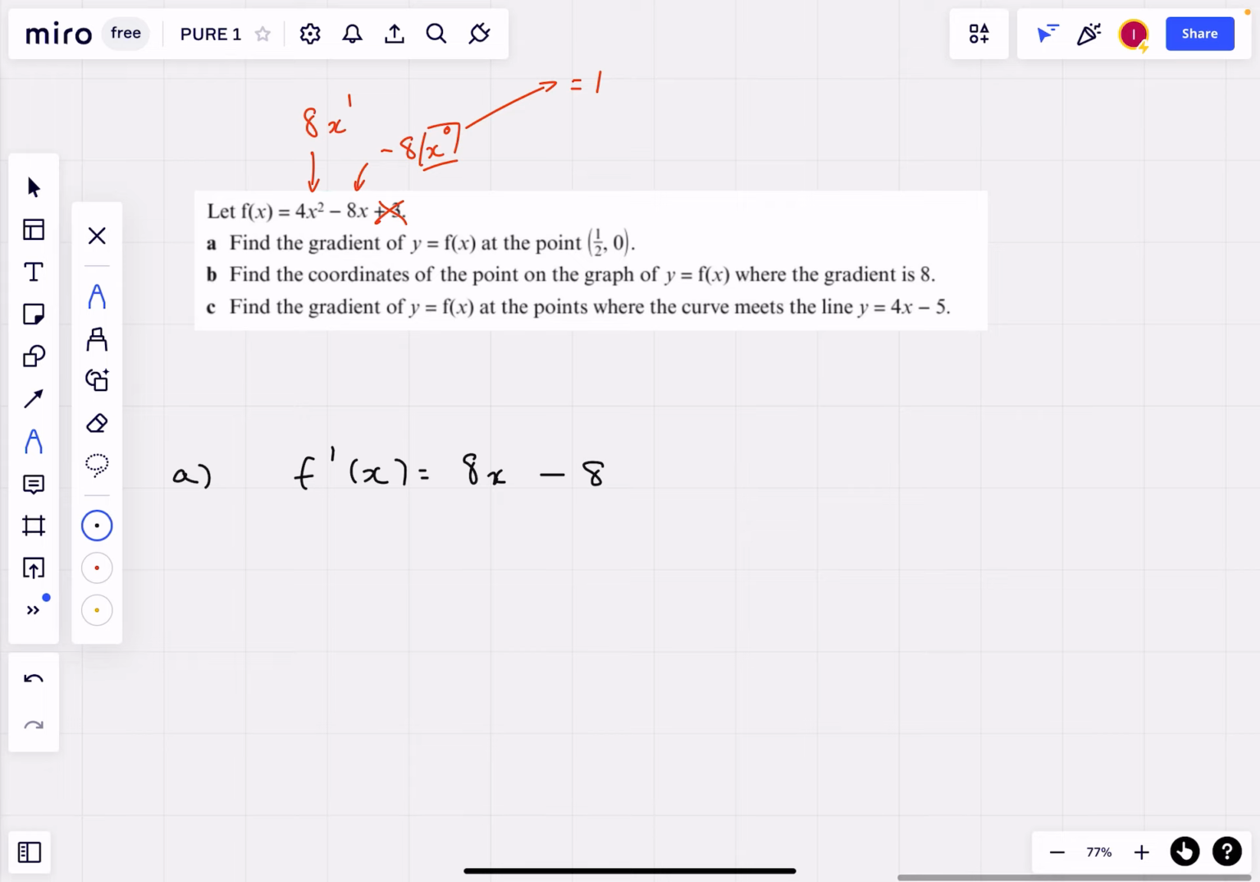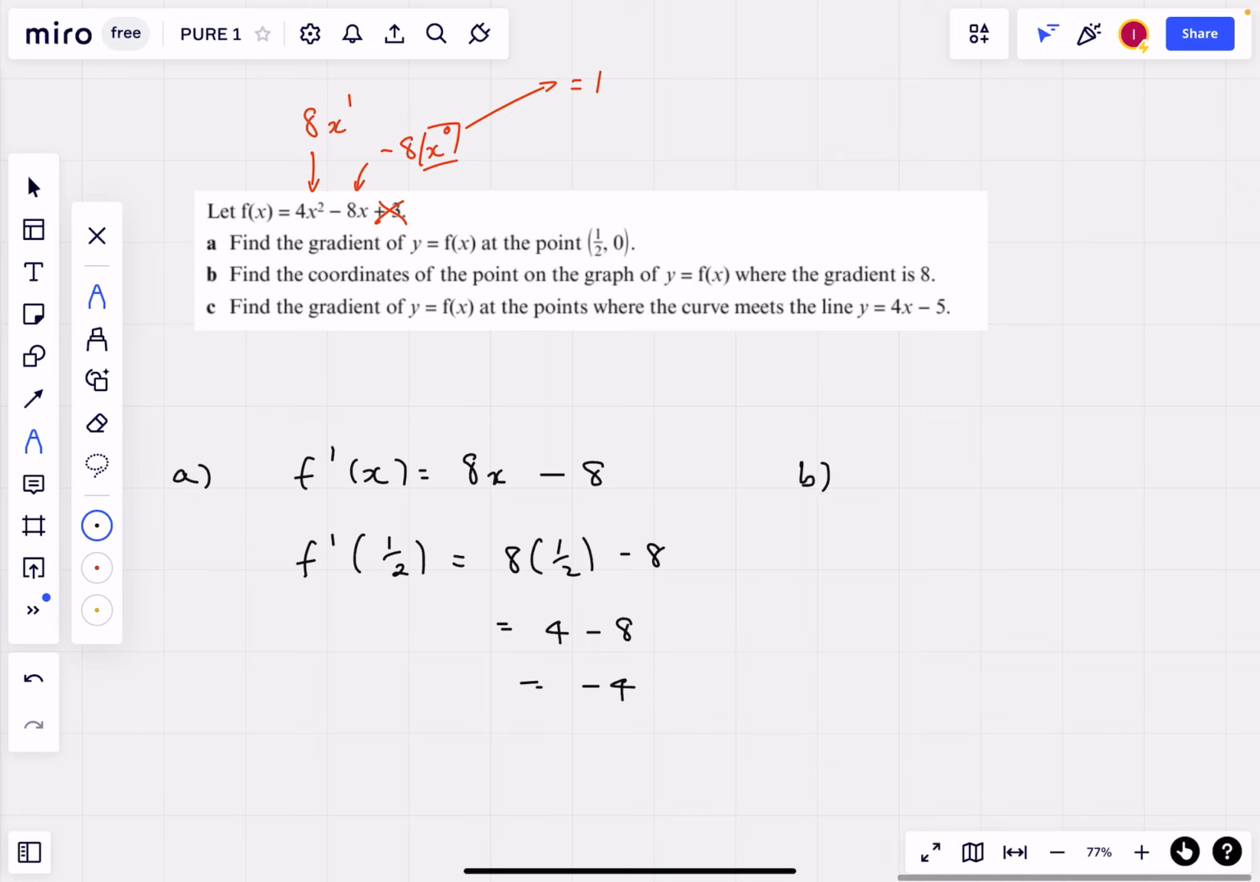Cool. You want the gradient at a specific point. So what you're going to do is sub in the x coordinate, a half. 8 times a half minus 8. So 4 minus 8, which is minus 4. So at the point (a half, 0), your gradient is minus 4.